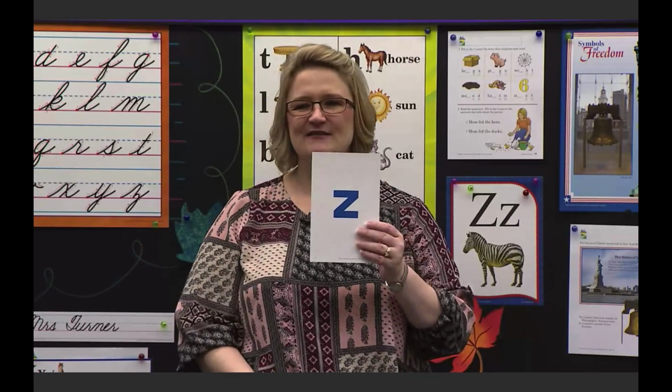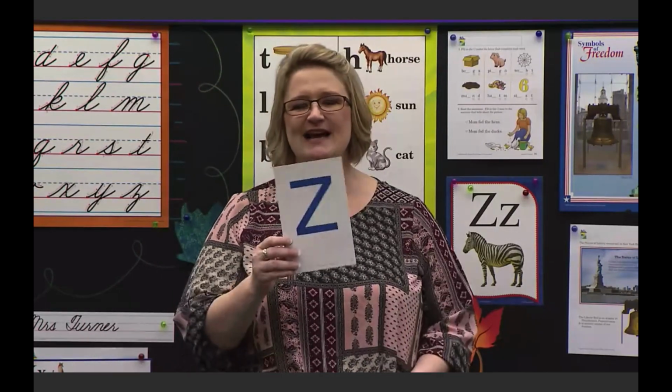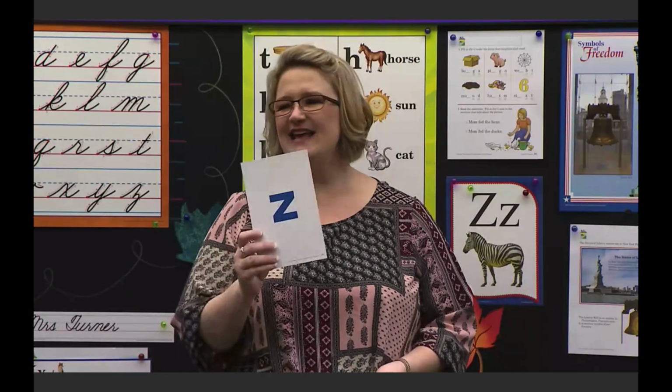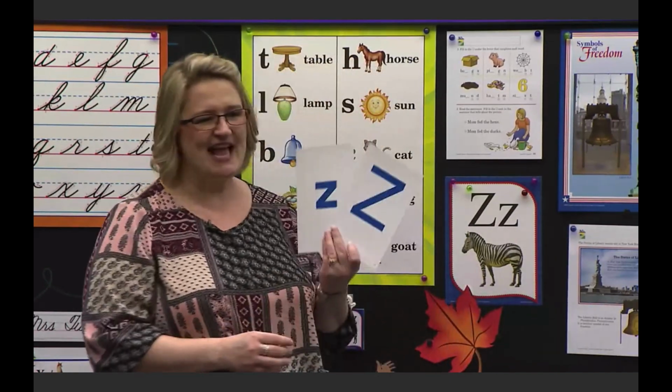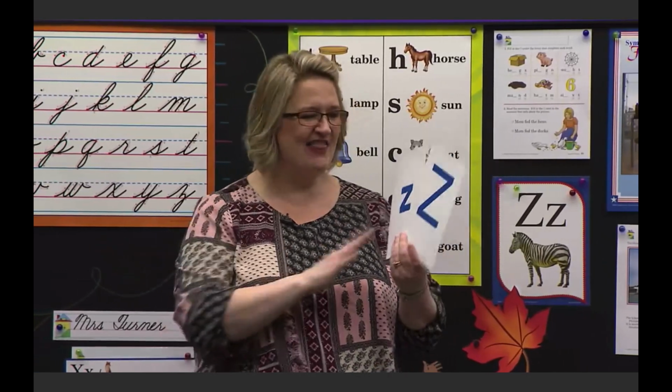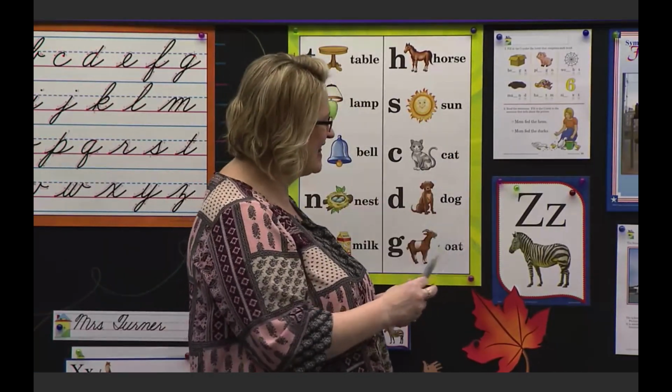Jalen. Little Z. Good. Kylie. Capital Z. Lincoln. Little Z. Micah. Capital Z. Olivia. Little Z. Callie. Little Z. Boys and girls, that is terrific. They look the same, except capital Z is bigger. Good. These are capital Z and little z.